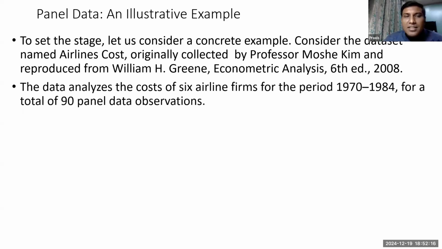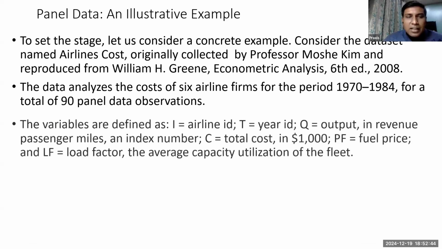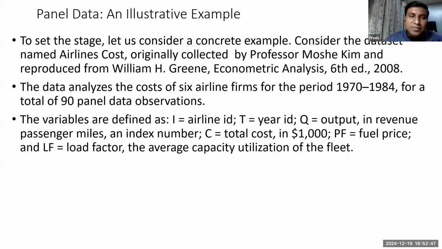Let us understand what this data set is all about, or what variables are there. It basically analyzes the cost of 6 airline firms for a period of 1970 to 1984. So there are 6 airline firms and 15 years of data, so the total firm-year observations is equal to 90, right? What are the variables that you have? I will show you the Excel sheet, but let me just complete this.